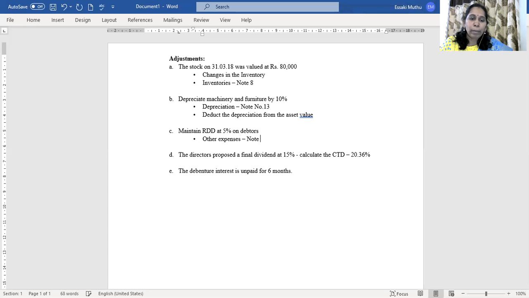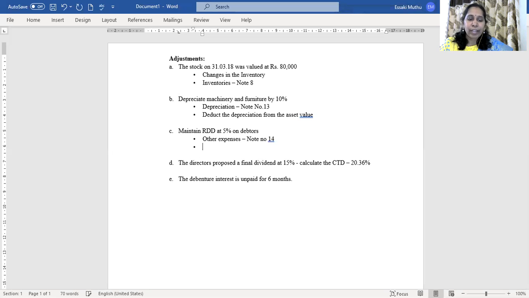Okay, the first effect is in the income statement, other expenses, that is note number 14. If nothing else is given, such as old bad debts, directly you can write reserve for doubtful debts. Suppose bad debts are also given, you can take the bad debts, add the reserve for doubtful debts, then write the net amount, the whole amount, in the outer column.